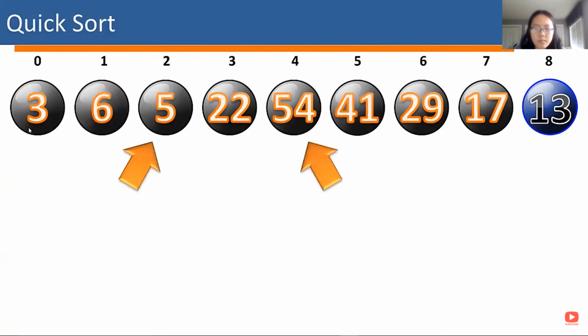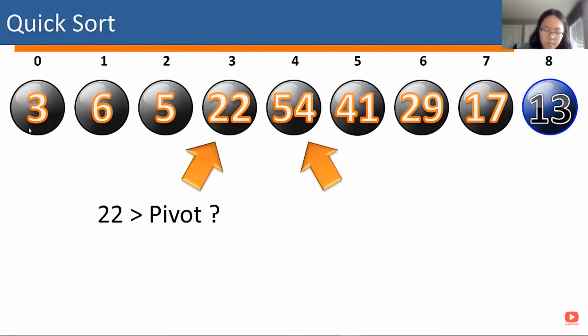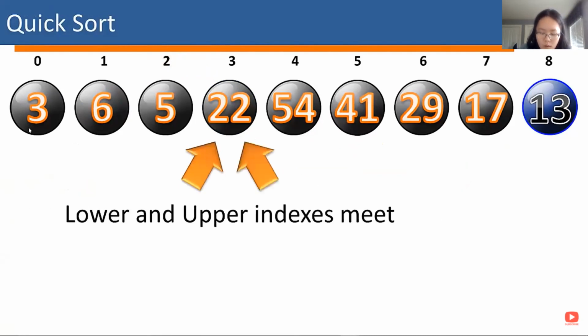We'll move both pointers in again. Is 5 greater than the pivot? No, it's not. Is 22 greater than the pivot? Yes. Is 54 less than the pivot? No. So we move that pointer over and look, the 2 pointers meet in the middle. Lower and upper indexes meet. We're done sorting around this pivot.